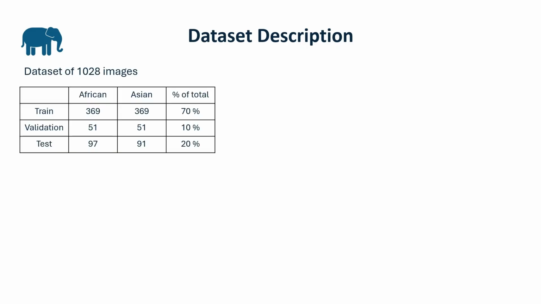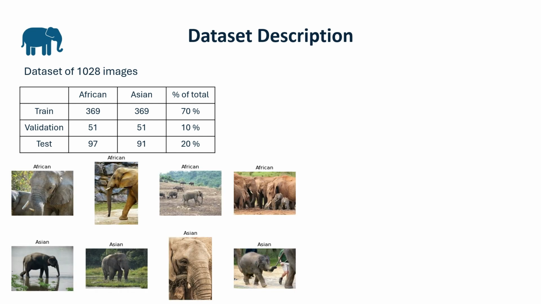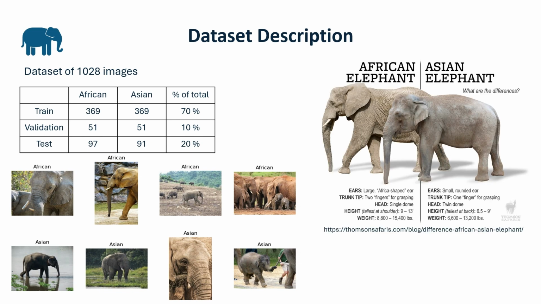Our dataset contains two classes. One is African elephants, and the other one is Asian elephants. The dataset is quite small. It contains about 1K images. And we split it in the following way, for train, validation, and test sets. You can see here some images from the dataset of the different elephant kinds.